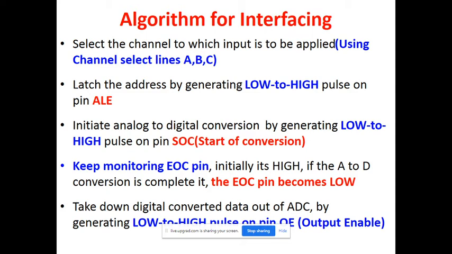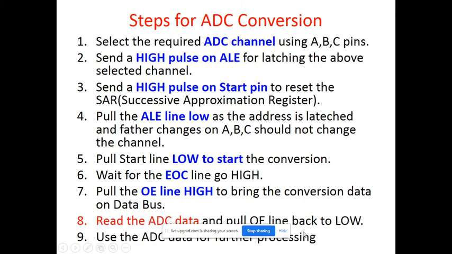Now this flow I am writing as algorithm steps. First you choose the channel number, then you apply a low to high pulse for ALE, then the start signal low to high, then keep monitoring EOC. Initially it is high, and when it becomes low, the controller comes to know that conversion is over, and then it will activate output enable by applying a low to high pulse on the output enable pin. In this fashion we write these steps one by one.